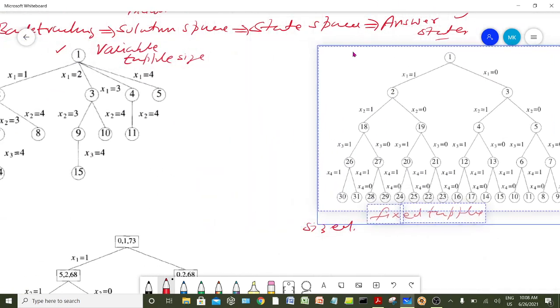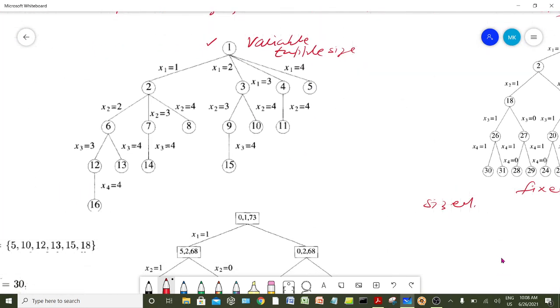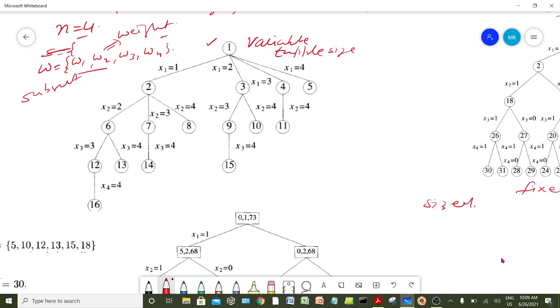Let us discuss them one by one. Let us first go for the variable tuple size. Just assume that in this case n is equal to 4, meaning our initial set had w1, w2, w3 and w4. 4 items were there. You may just name them as weights. We need to choose the subsets which sum to exactly m.